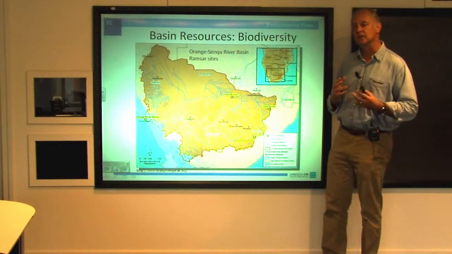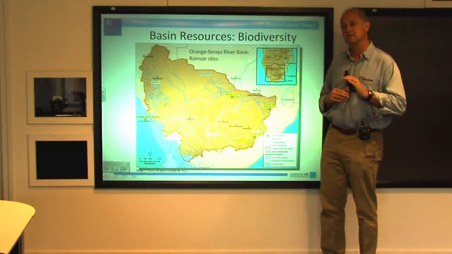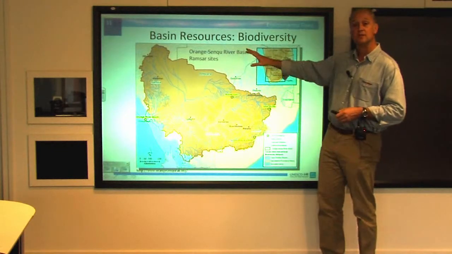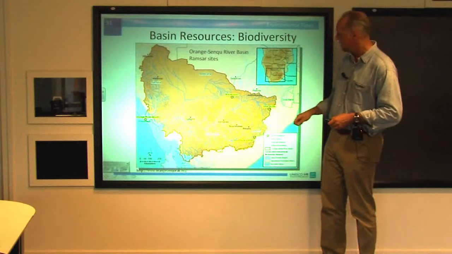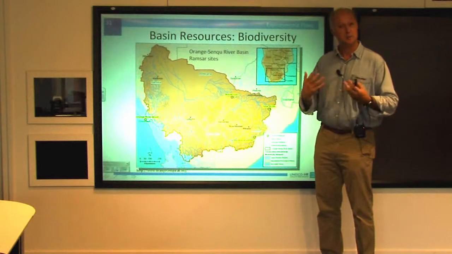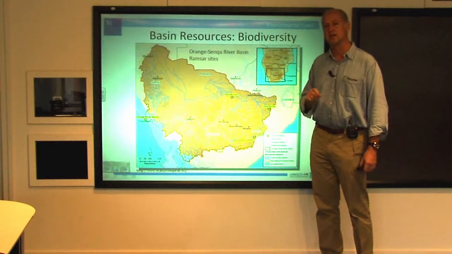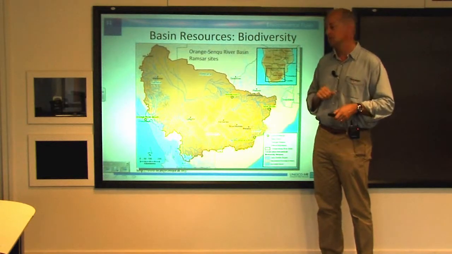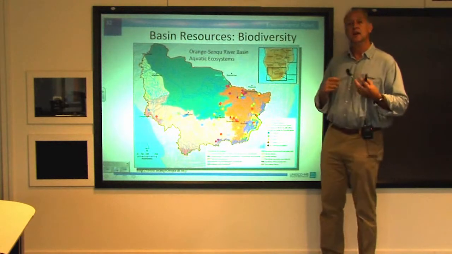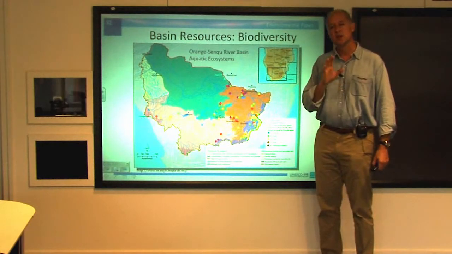Turning to biodiversity, we're certainly looking for areas of particular conservation value. One system that recognizes that is the Ramsar system of wetlands of international significance. We can see that we do have some of those in the Orange Senqu Basin. You might also be focusing in your own basins on other conservation areas and unique landscapes that should be preserved. And in the case of Orange Senqu, we can also access information about the status of aquatic ecosystems currently.